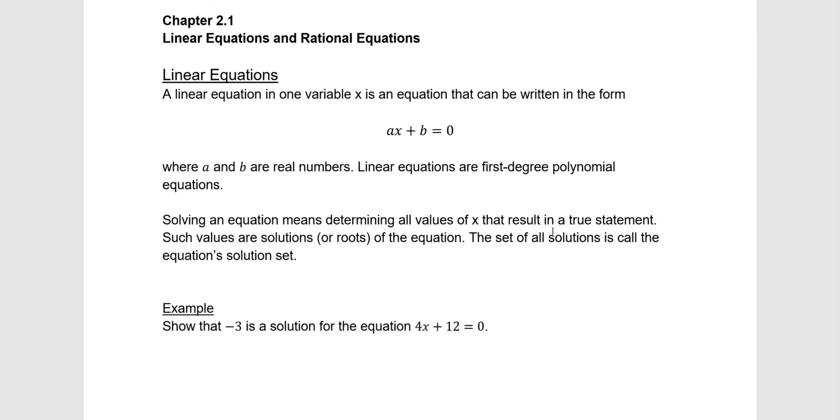In this chapter, we'll be going over linear equations and rational equations. So starting with linear equations, a linear equation in one variable is an equation that can be written in the form ax plus b equals 0. So a and b here are just real numbers. Linear equations are first-degree polynomial equations. What this means is that the variable x just has a 1 as the exponent.